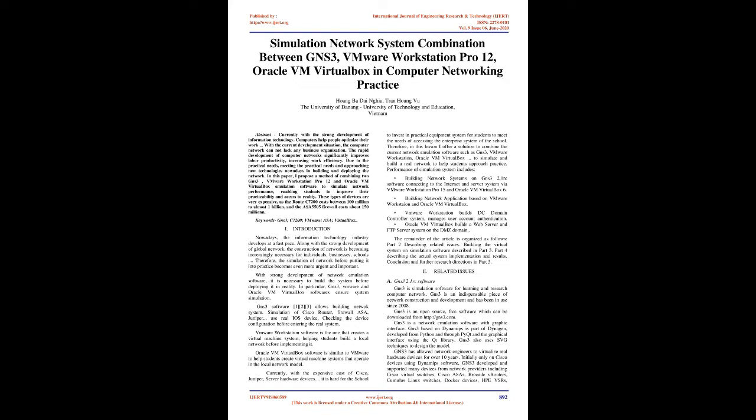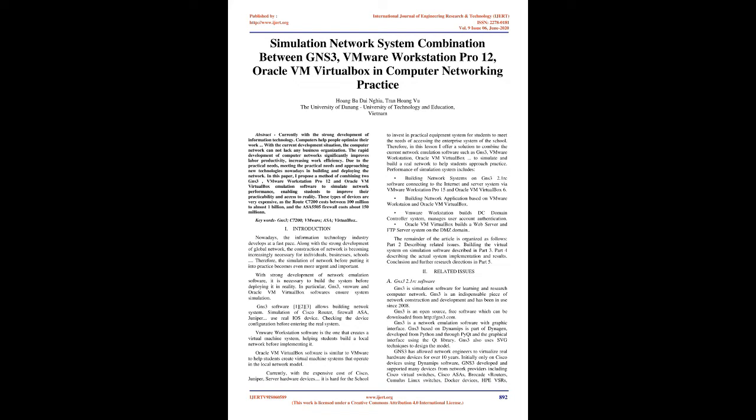In this paper, I propose a method of combining two GNS3, VMware Workstation Pro 12 and Oracle VM VirtualBox emulation software to simulate network performance, enabling students to improve their practicability and access to reality. These types of devices are very expensive, as the Route C7200 costs between 100 million to almost 1 billion, and the ASA5505 firewall costs about 150 million.